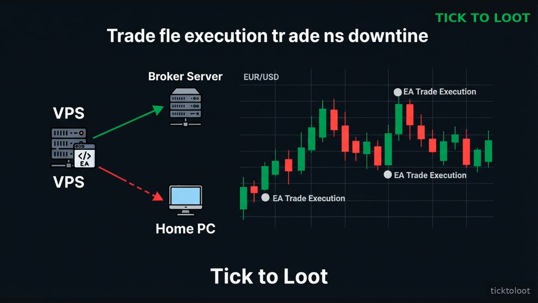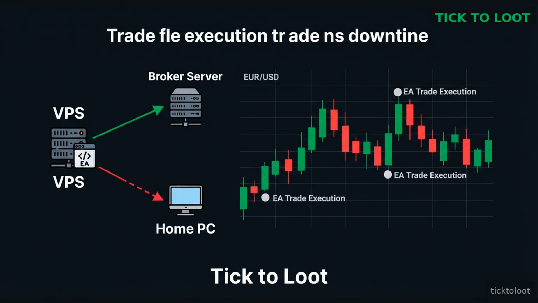A VPS, however, is a remote computer that lives in a data center and runs 24 hours a day, 7 days a week. Think of it as a dedicated gardener who never takes a break. In this diagram, you see the VPS in the data center, constantly connected to the broker's server. The EA lives on that VPS, and as soon as market conditions match its rules, it sends a trade order to the broker. The live euro to US dollar chart on the right shows the EA placing a buy order at 1.1020, setting a stop loss at 1.0980, and a take profit at 1.1080.